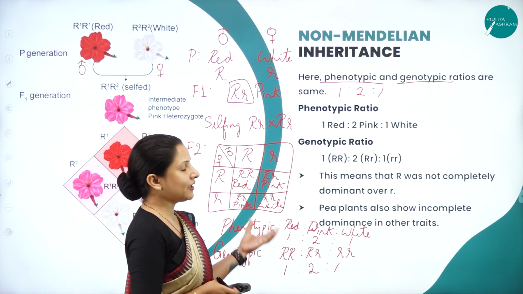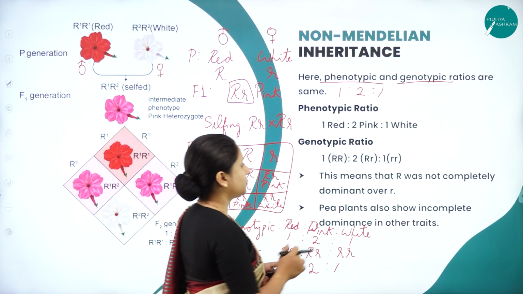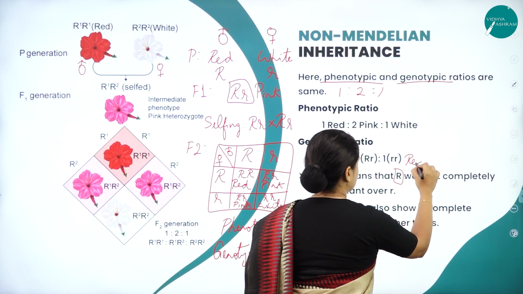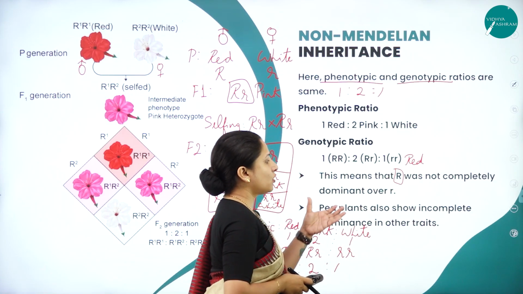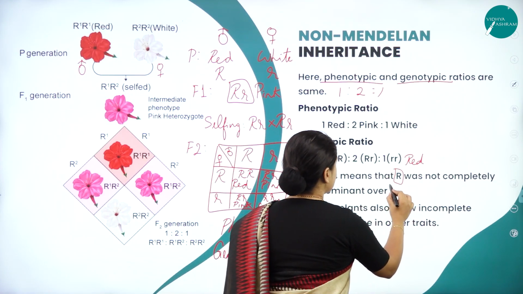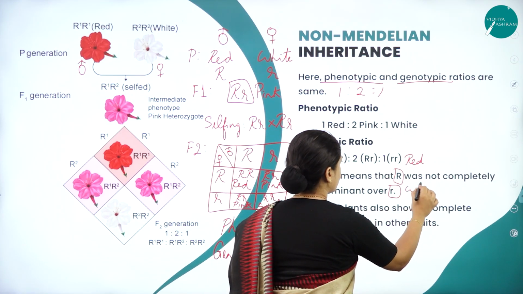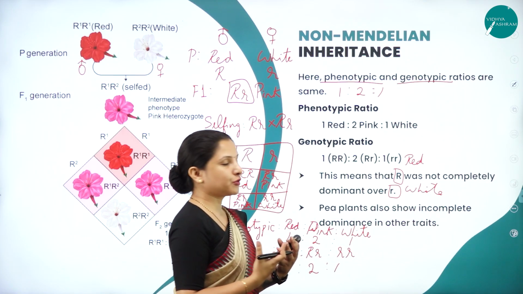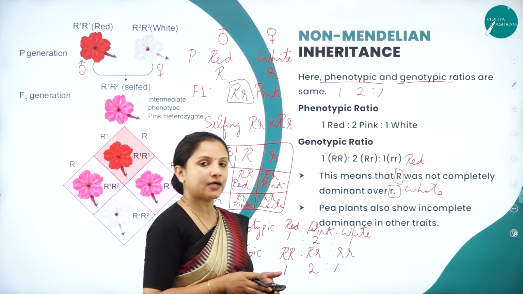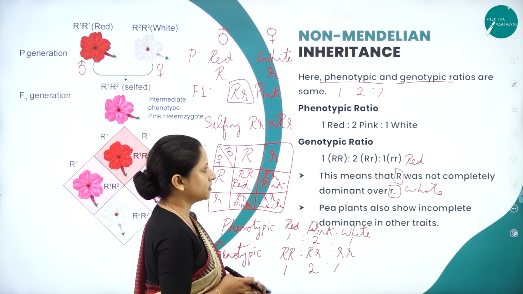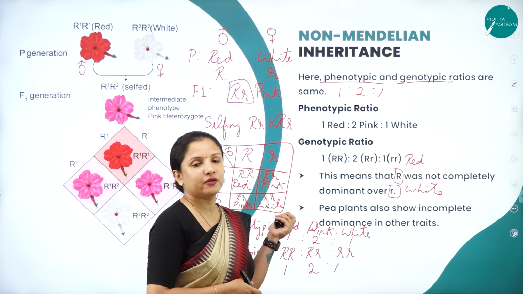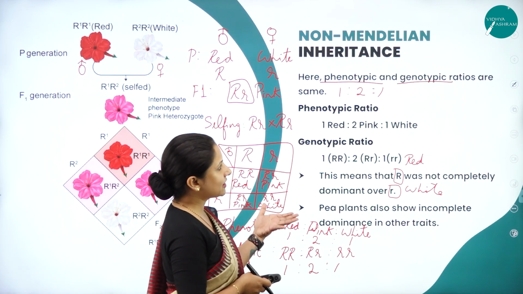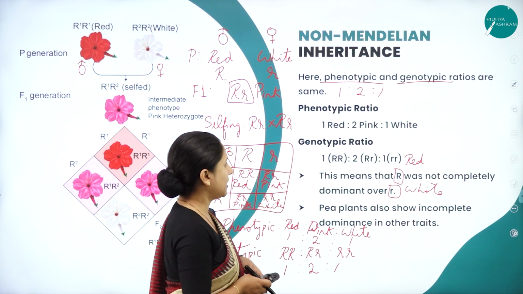So that is what we got to know here. This means that this R, what is this R? It is red. Dominant, right? It was not completely dominant over the recessive r, which was white. So therefore what happened? Red and white mixed up to produce pink color flowers. So that is called incomplete dominance. Not just this example, we can take the height of the plant, any example we can take. In the NCERT this is taken. So that is what we have done here.